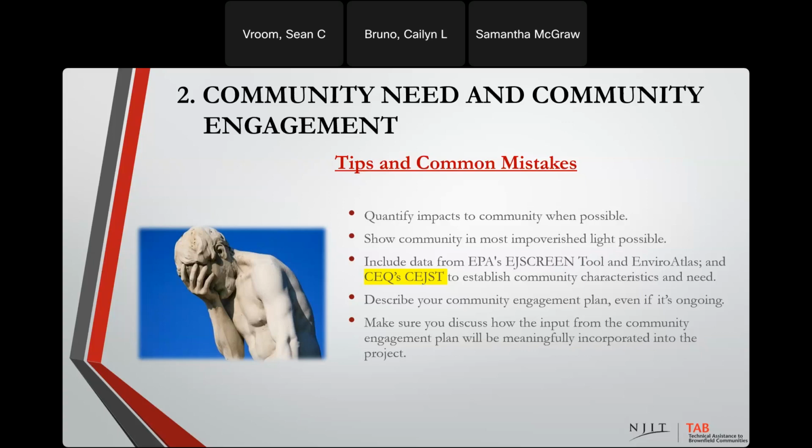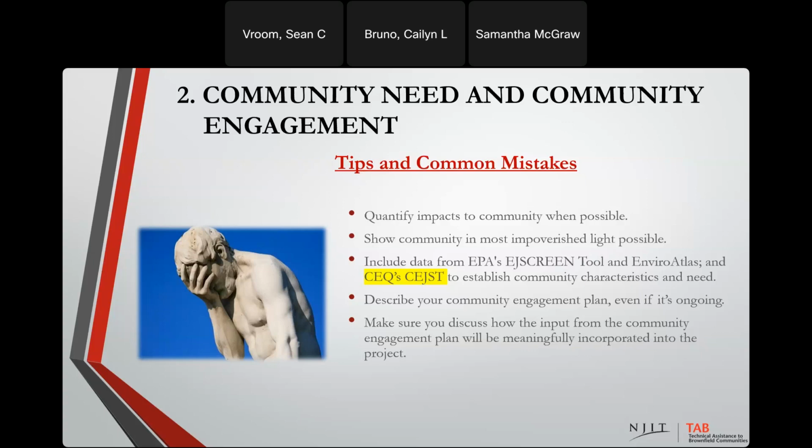You want to describe your community's engagement plan, even if it's ongoing. So when you put together your application, hopefully at some point there's been some kind of community engagement, or at least a council meeting. Some kind of engagement has occurred that has moved this application forward or agreed that they support it. So you want to make sure that you not only list what you've done to date, but you also list, moving forward through the application, how you're going to engage the community. And this is really important.